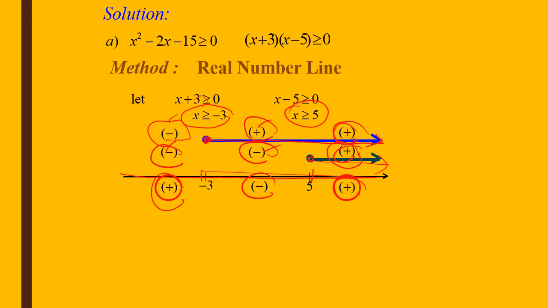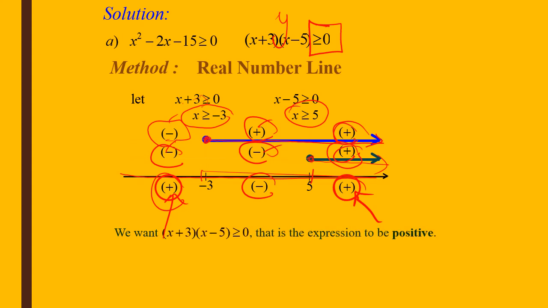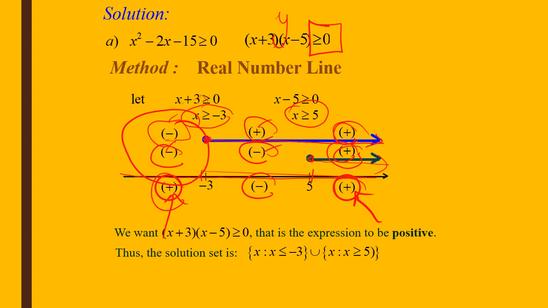So we see around these inequalities. What we want to do is to find the value of y more than or equal to 0. So that means we want the positive part. So what is the positive one? This one is positive. This one also positive. So the answer should be x less than or equal to negative 3, or x will be more than or equal to 5.